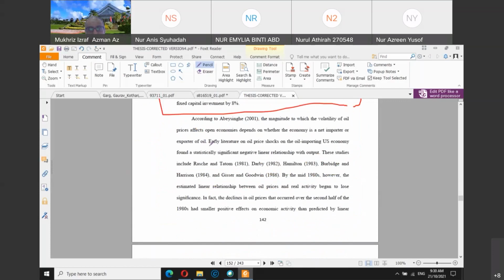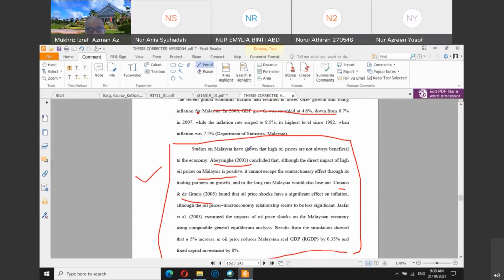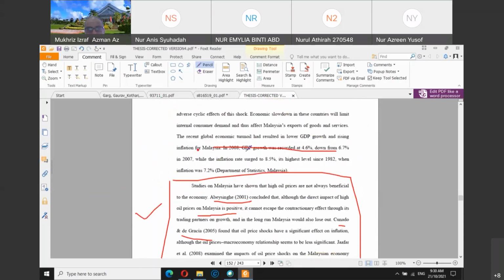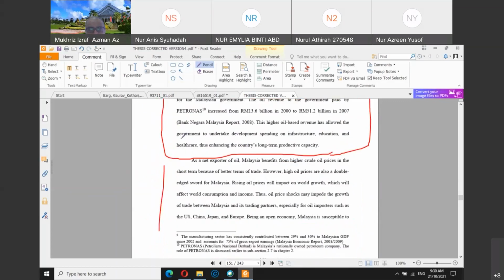And then you need to highlight the main findings of the previous project, the previous journal, so that it gives the introduction more value, more weight. It's not like you are just simply writing, going around in a circle, telling this and that.